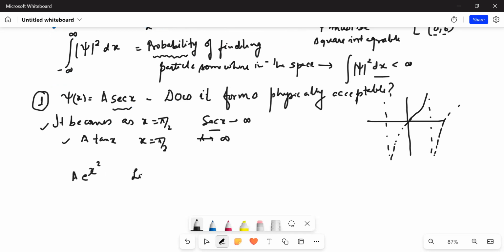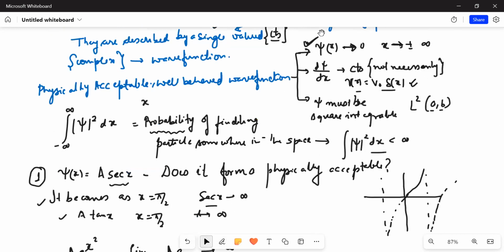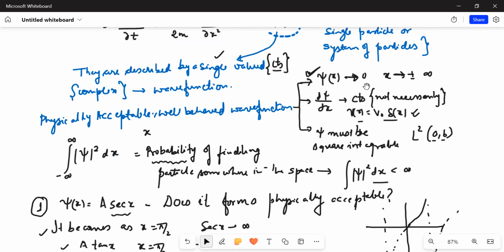So you know that as x tends to plus minus infinity, e to the power x squared would go towards infinity. So for a physically acceptable wave function, it is already required that psi must go towards 0 as x tends to plus minus infinity. This is the condition. These are the conditions for physically acceptable solutions. So one has to remember them.